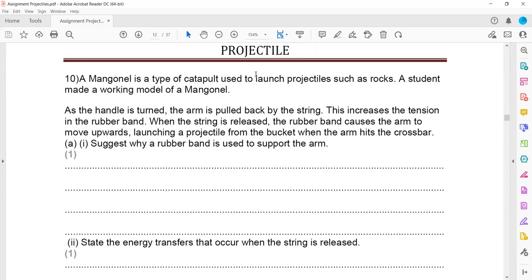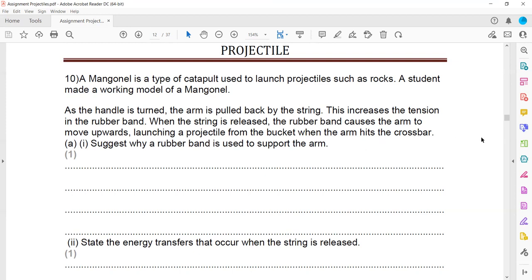Another question related to a projectile. Mangonel is a type of catapult used to launch a projectile such as rocks. A student made a working model. As a handle turned, the arm is pulled back by a spring. This increases the tension in the rubber, and when the spring is released, the rubber band causes the arm to move upward, launching a projectile from a bucket.